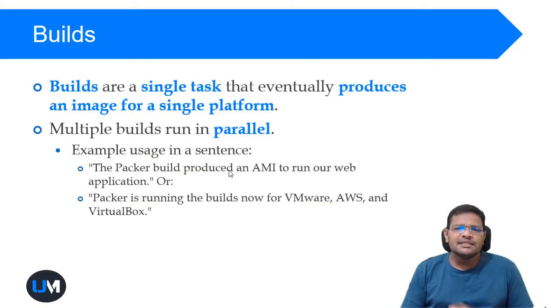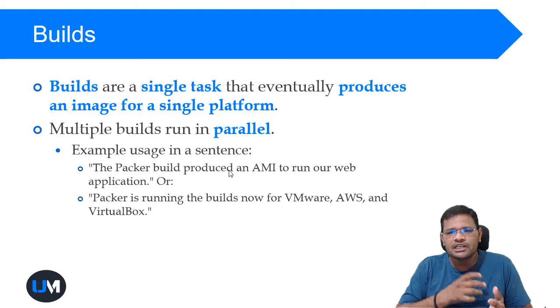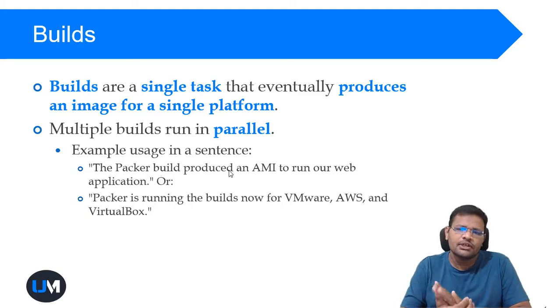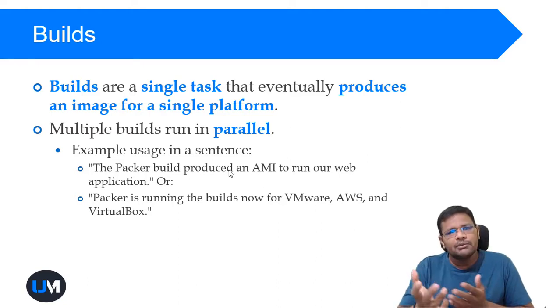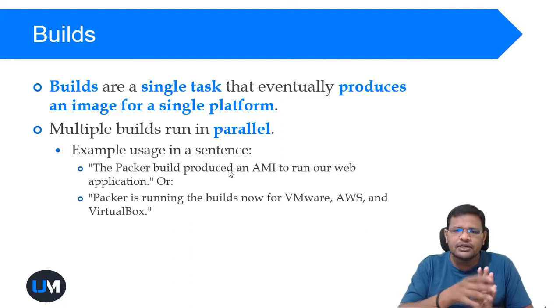So build is a single task. Whenever you want to create any image, you have to run the build command. This build will go through the complete template and will produce an image for a single platform. So if you are building an image for a virtual machine like VMware virtualization, or for VirtualBox, or for AWS or Azure, it will create a single task for that. In these builds, you can have multiple builds run at one time in a parallel fashion. So you can build an image for the web application, or you can run a build for VMware, or you can run a build for AWS in a single build file.